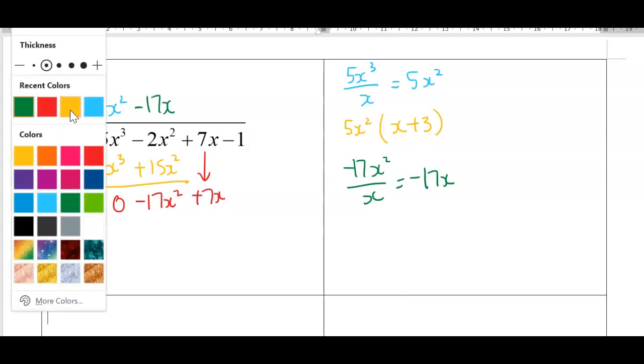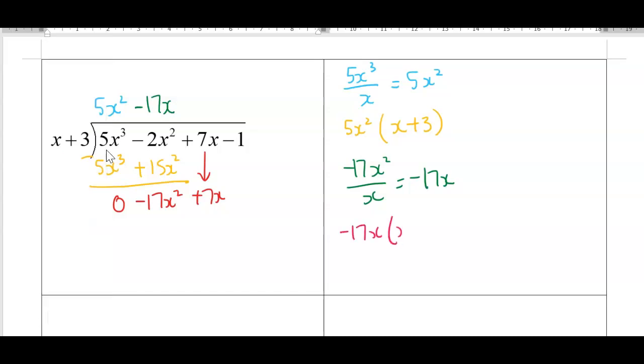All right, and then multiplying that through. So negative 17x, x plus 3. That's going to give us negative 17x squared, obviously the same thing because we're going to cancel out. And then negative 17 times 3. Seriously, guys, what is that? 30, 51, minus 51x.